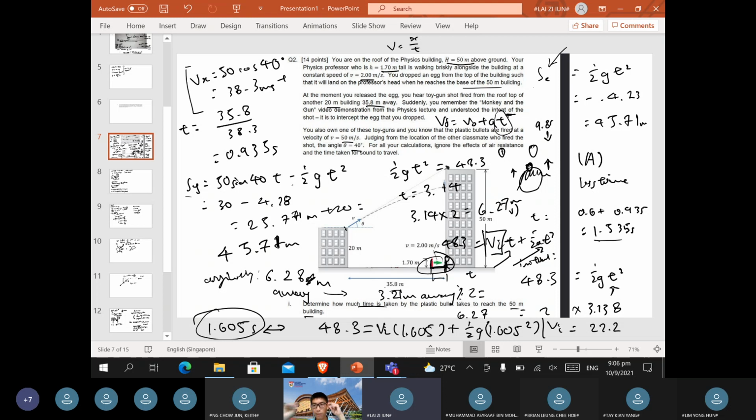What do you mean when you say the solution has minus 0.933 also? Why must we minus this? Because that's the time after you release the first egg, but they tell you 0.6 is the time after you realize that your egg has been hit by the bullet, right? But in addition to that, we also wasted time, the 0.935 seconds where it flew downwards and it got hit by the first bullet.